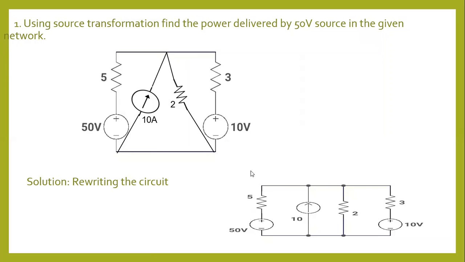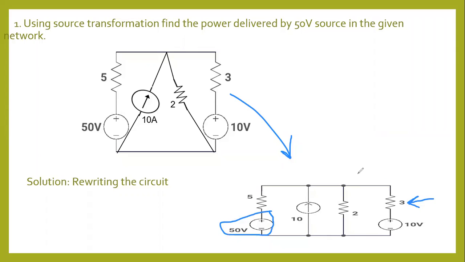So now start solving the problem from the right side part of the circuit. Before that, we have to retrace this. Rewriting the circuit, it just looks something like this. Start solving from the right side part of the circuit. In the entire problem we are not going to touch this 50 volt source, keeping that as such.